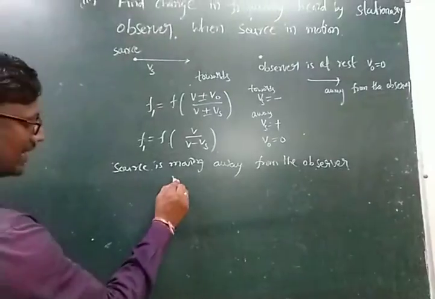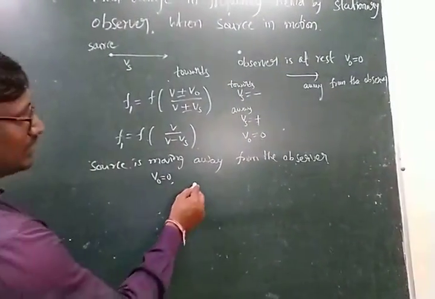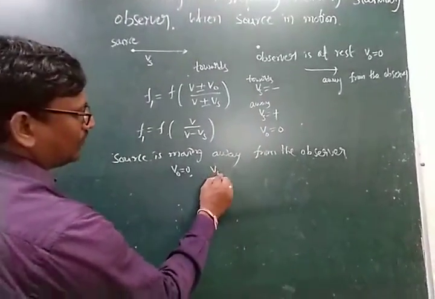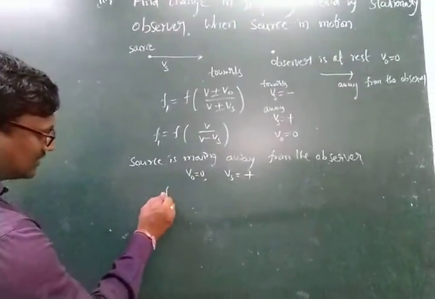Observer means again V naught is equal to 0. Away means what is taken by the area? The Vs is equal to positive. What is taken by the positive? Again write it. This is considered the frequency.